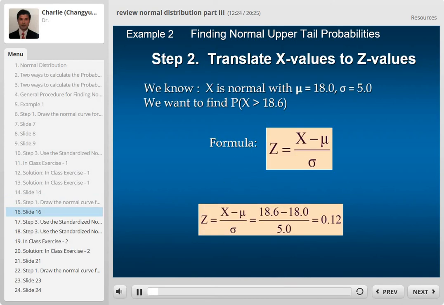Step 2, as we know, x is normal with mu equals 18.0, sigma equals 5.0. We want to find out the probability of x bigger than 18.6. So we need to translate the x value to z value. Here's the formula. Z equals x minus mu divided by sigma. We'll plug in numbers. We plug in 18.6 to here, 18 to here, 5 to here. This value comes from here. All right. We finish the calculation of this. We get 0.12.